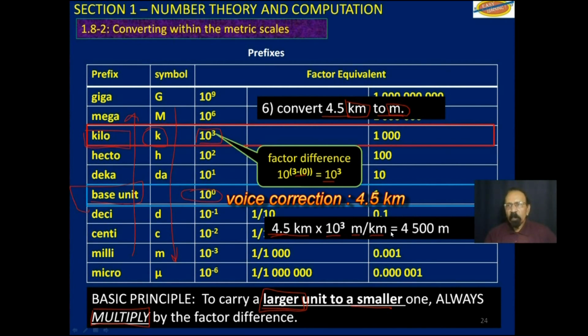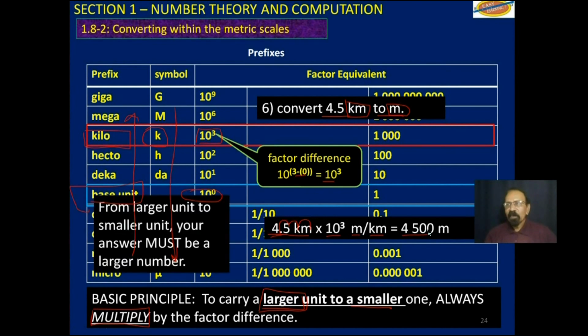And when we do that, we move this point 3 places now to the right, and so we get 4,500 meters. In this case, your answer will always be larger than what you began with. So we began with 4.5 kilometers, and now we are ending up with 4,500 meters.